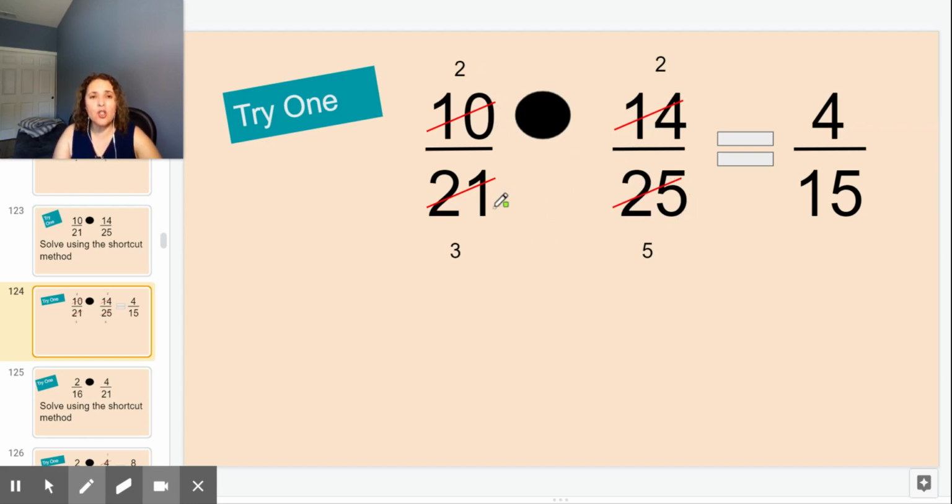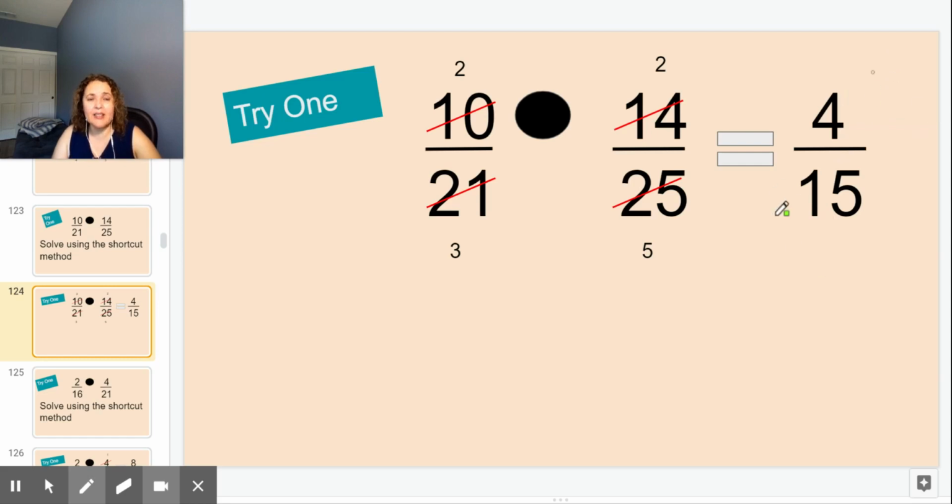Same thing with 14 and 21. 14 does not go into 21, but do they have something in common that they share? Yes, they share a 7. So I can divide 14 by 7, which gives me 2. 21 divided by 7 gives me 3. So now I just multiply. 2 times 2 is 4. 3 times 5 is 15.